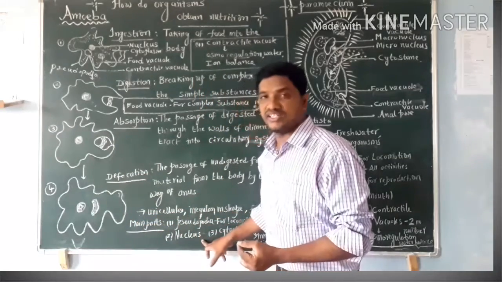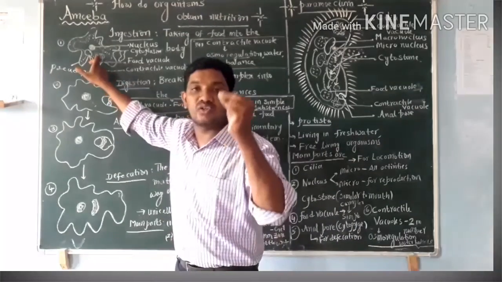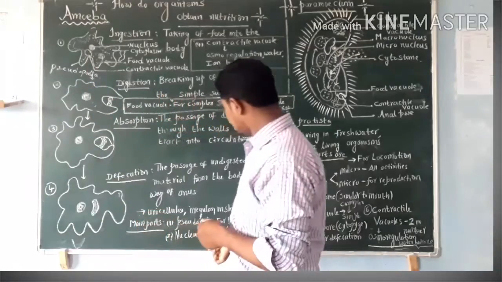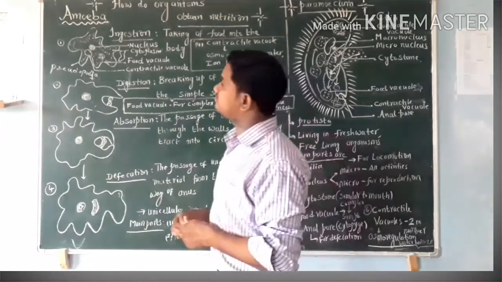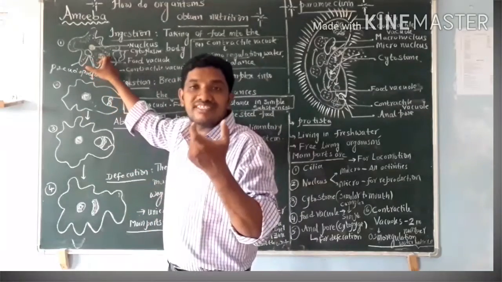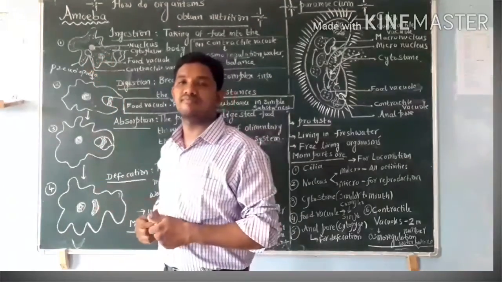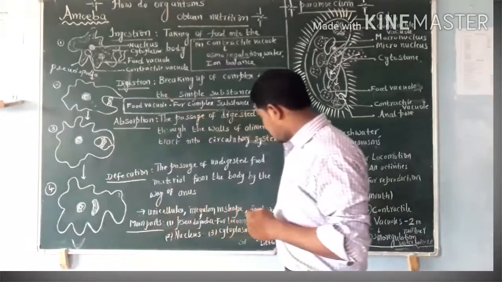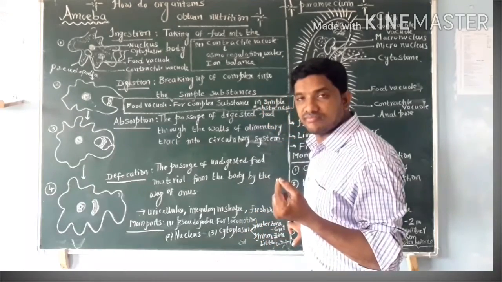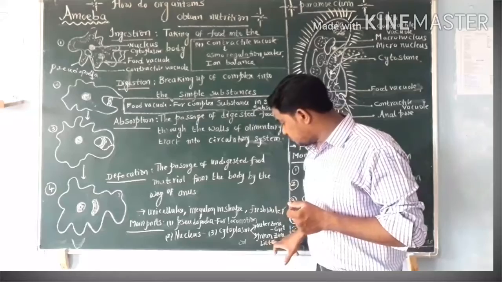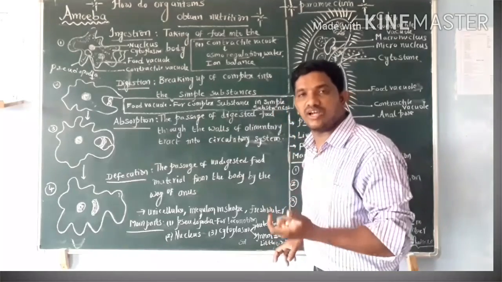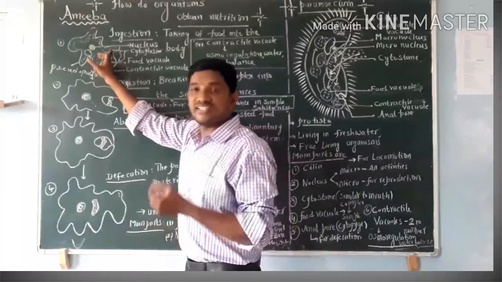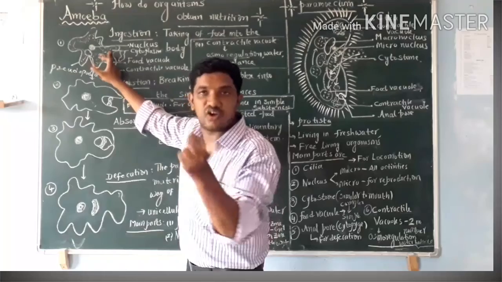Next one is the nucleus. It has a prominent nucleus in the center of the cell. Next one, cytoplasm. There are two types of cytoplasm present in the amoeba. It is divided into two zones. One is the outer zone. It is in gel form. Next one is the inner zone, a little watery. That is called a sol. Sometimes it may change from gel to sol, sol to gel.